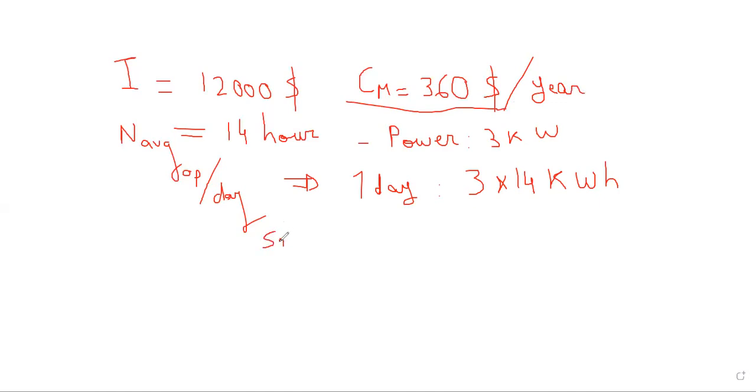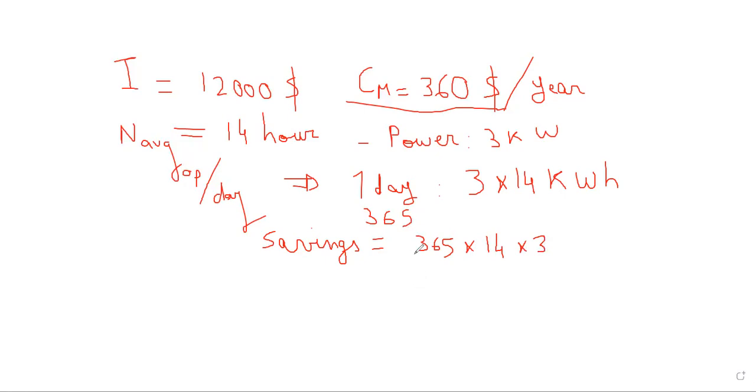So my savings, if I am putting a system to my own needs, I need to consider my savings. My savings constitute my income, because I don't have to pay electricity bill anymore. So I am gaining money. So my savings are the number of kilowatt hour per year. So let's say we consider 365 days per year. So I should multiply 365 times 3 times 14 times what? I should multiply by what now to get my savings?